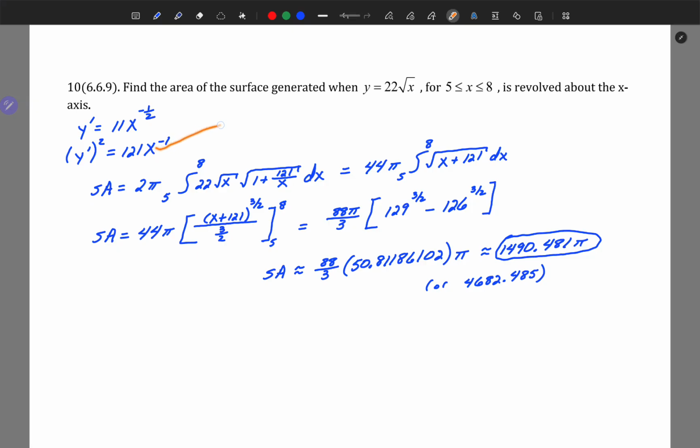So I can say, all right, my arc length formula, 2 pi on the integral of f of x on the square root of 1 plus the first derivative squared. The first derivative squared, 121 x to the negative 1. That's the same thing as 121 over x. Now, what I've done to simplify this is I said, let's go ahead and factor that 22 out. That's where the 44 pi came from in the next step. And then I distributed. This square root of x can distribute to both terms inside of this square root, and it's just going to give me the square root of x plus 121.